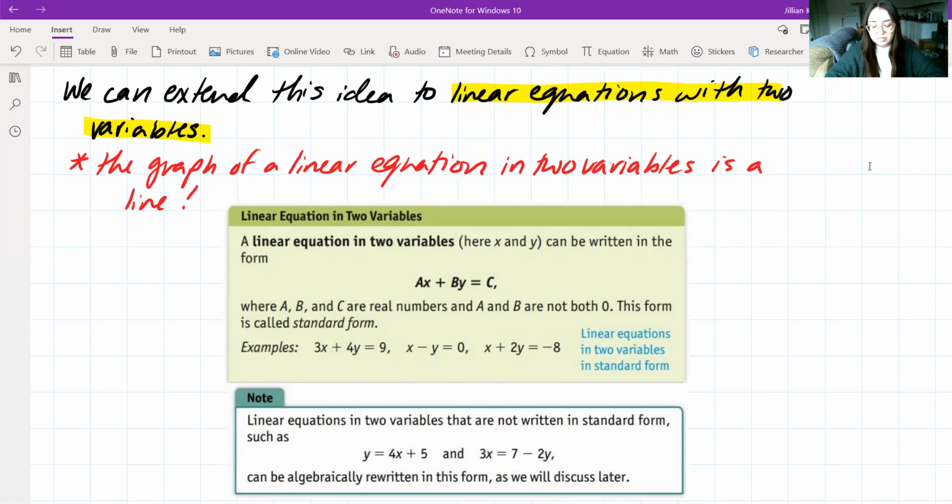You see, we have our 2 variables, x and y. Linear equations in 2 variables that are not written in standard form, such as y is equal to 4x plus 5, and 3x is equal to 7 minus 2y, can be algebraically rewritten in this form, and we'll discuss it a little bit more later. So we can always rewrite any of our problems to be in standard form.